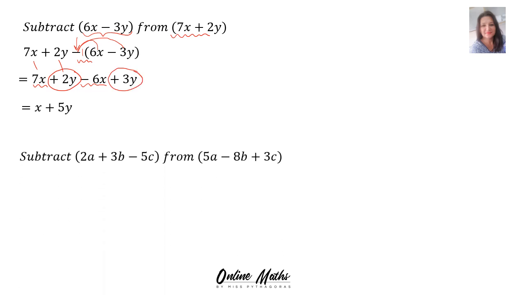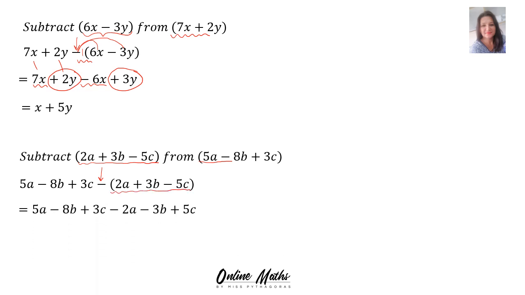Let's do another one. Subtract 2a plus 3b minus 5c from 5a minus 8b plus 3c. So here where you see the "from," this whole thing inside the bracket will stand first. And then there's your minus because the question said subtract. And then this one that was first, you write it there after the minus, still inside the bracket.